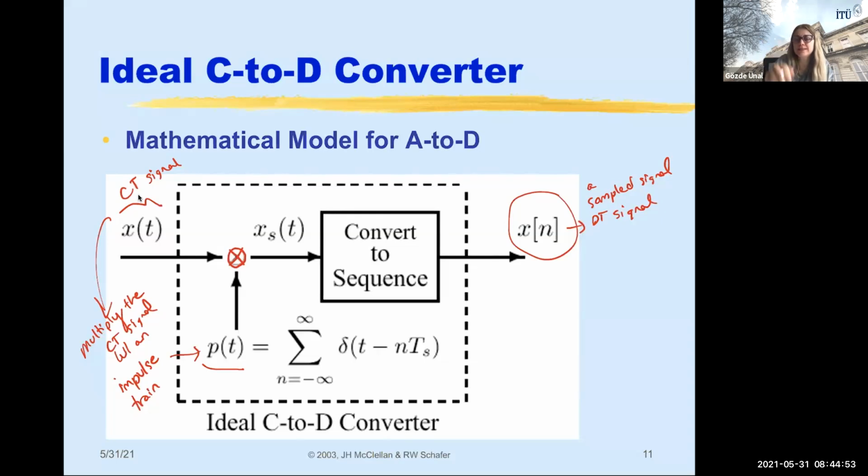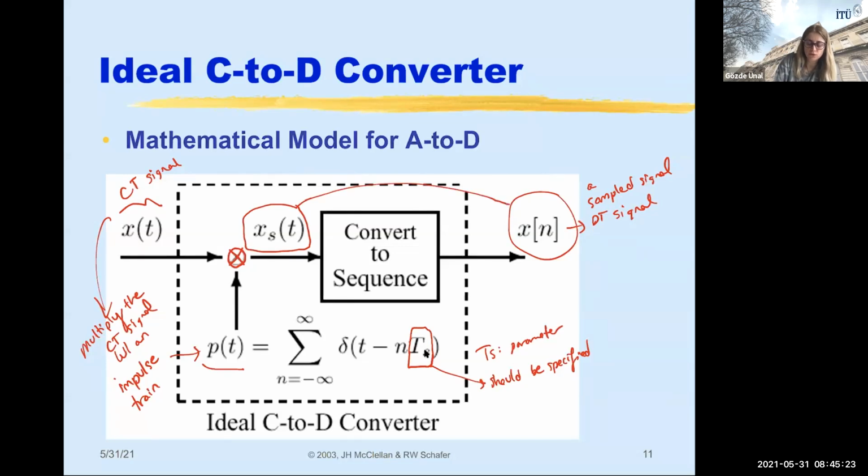How frequently we sample, I think TS, right? The sampling period or sampling frequency. Yes, thanks, Evren. Exactly, TS. Here it is, right? This guy. This should be specified, of course. It's a parameter. TS parameter to be specified, okay?